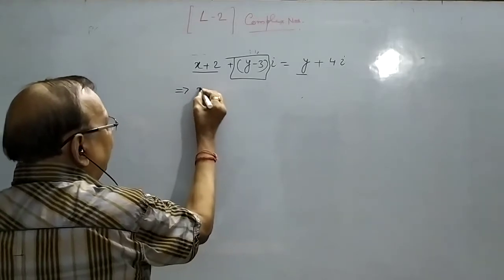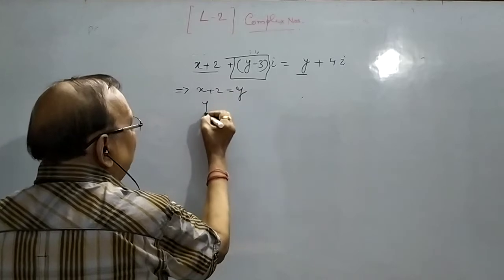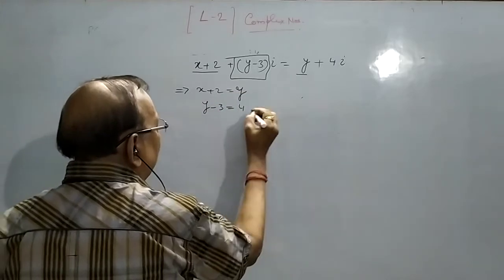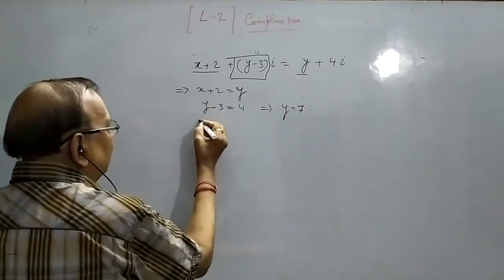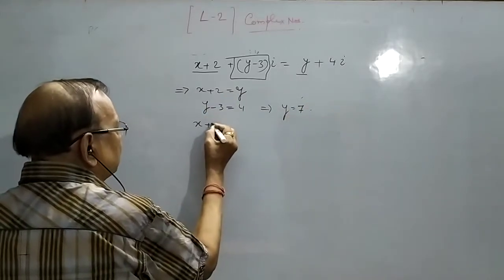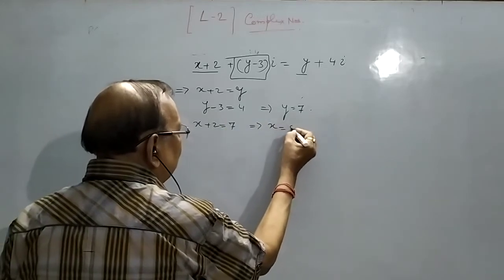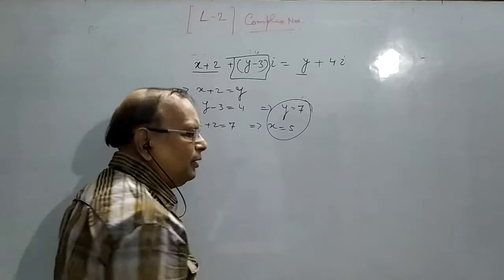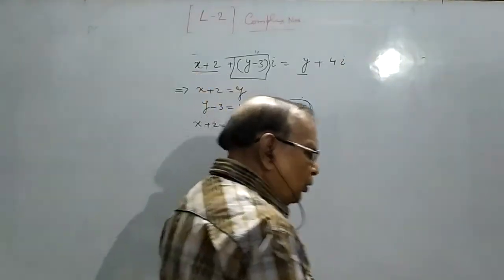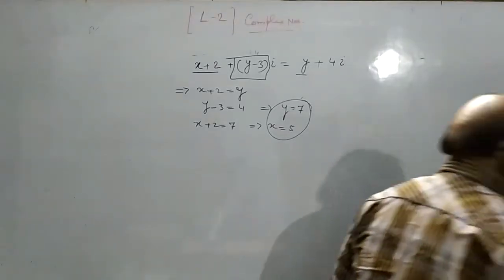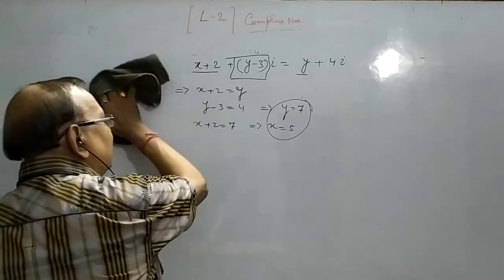That is, x plus 2 is equal to y, and y minus 3 is equal to 4. From here we get y is equal to 7, and by putting y equal to 7 in the first equation, x plus 2 is equal to 7, we get x equal to 5. Therefore 5 and 7 are the answer. Therefore we may compare the real and imaginary parts on both sides if two complex numbers are equal.